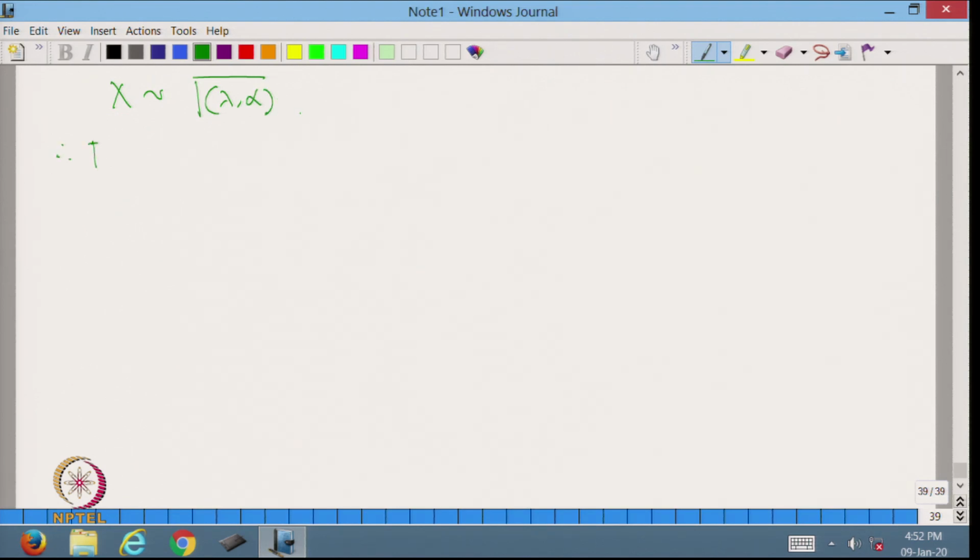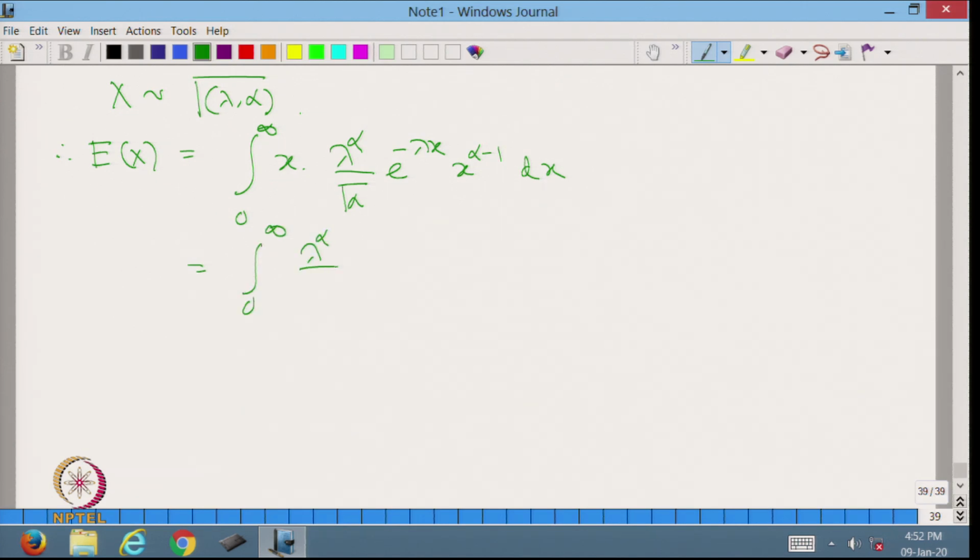Consider x which follows gamma lambda alpha. Therefore, expected value of x is equal to integration 0 to infinity x lambda power alpha upon gamma alpha e to the power minus lambda x, x to the power alpha minus 1 dx, which is equal to integration 0 to infinity lambda power alpha upon gamma alpha e to the power minus lambda x, x to the power alpha plus 1 minus 1 dx.